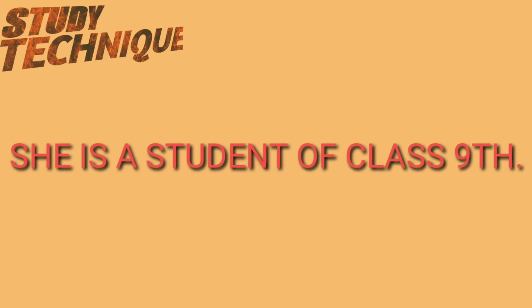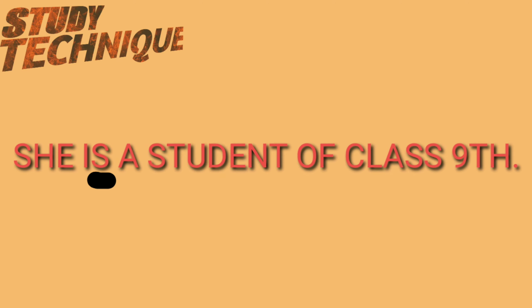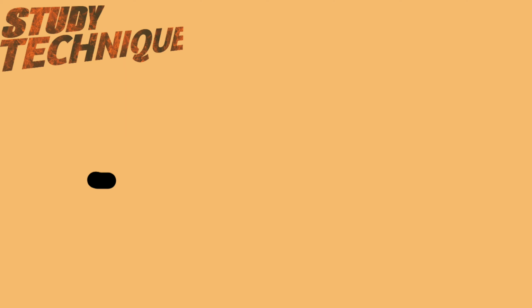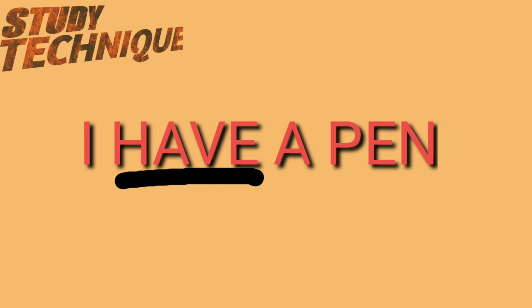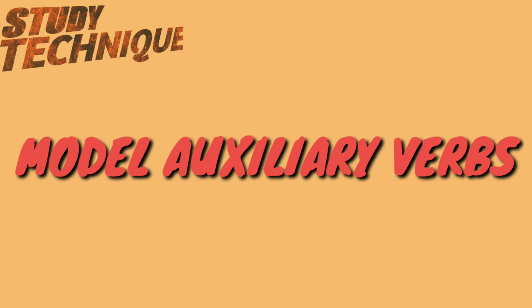Okay. For example, she is a student of class 9th. Then, he does his work regularly. And third, I have a pen. Then we learn more about modal auxiliary verbs.